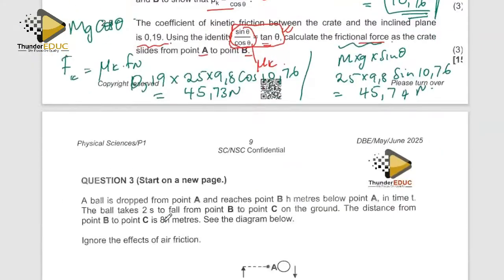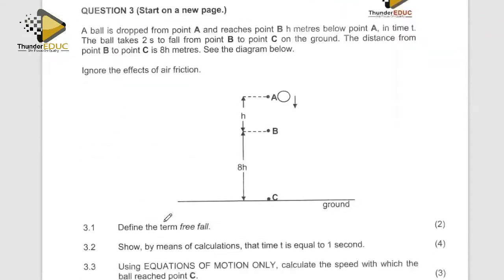Then question number 3, it's telling us that there's a ball that is dropped from point A and reaches point B, which is h meters below A in time t. The ball takes a further 2 seconds to fall from B to C. The distance between B and C is 8h meters, 8 times the original height. We are ignoring friction as always.